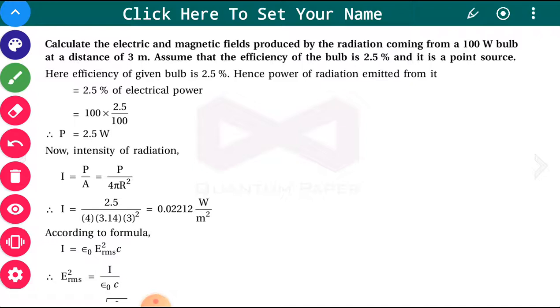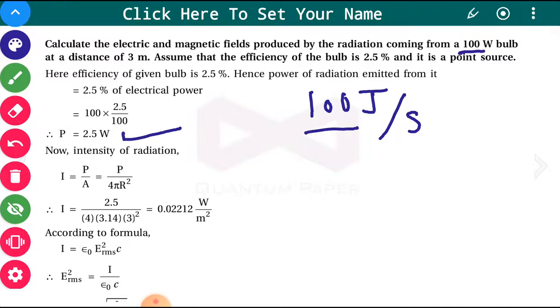First of all, the efficiency is 2.5%. A 100 watt bulb, what does it mean? 100 joule per second energy is utilized. Now it is converting only 2.5% into electromagnetic waves, or we can say light waves. So 2.5% of 100 joule will give you 2.5 watt, or 2.5 joule per second energy converted into light waves.